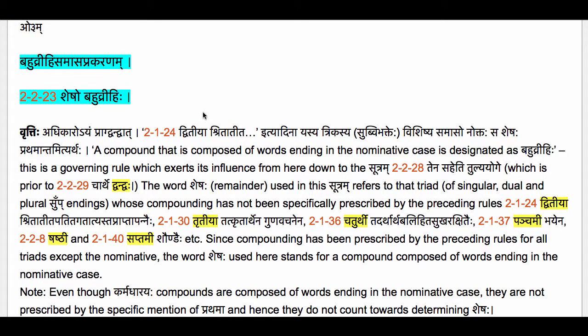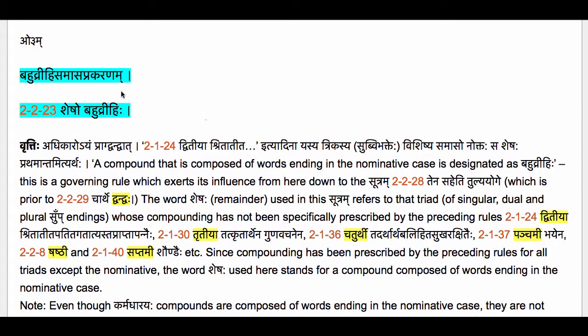Let us now move on to discuss another class of compounds, a very important class of compounds, the bahuvrihi compounds. These compounds are used quite widely in the language, and oftentimes there is a question as to whether a particular compound is a tatpurusha compound or a bahuvrihi compound.